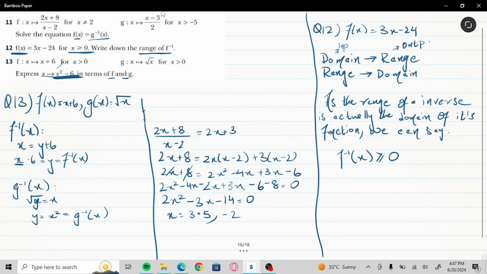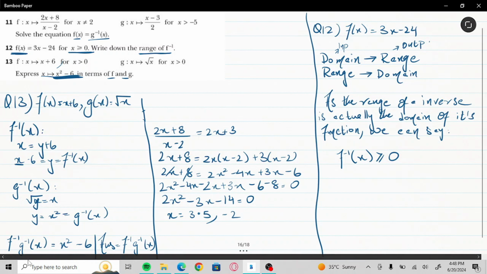So if we input the function g inverse into f inverse, it is going to get the value of the inverse of function g, which would give us, instead of x, x squared, and we continue with the equation. So x squared minus 6. We are going to say that our answer is f inverse g inverse x. And that's it. That is our answer for question number 13.